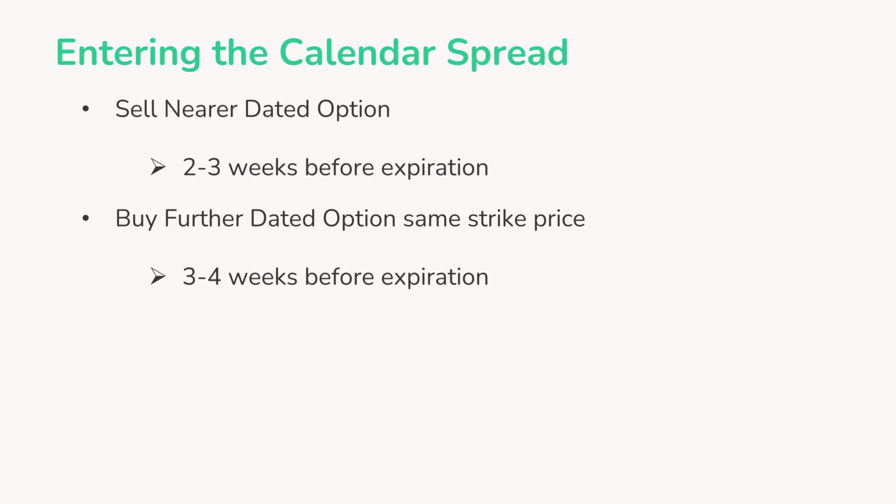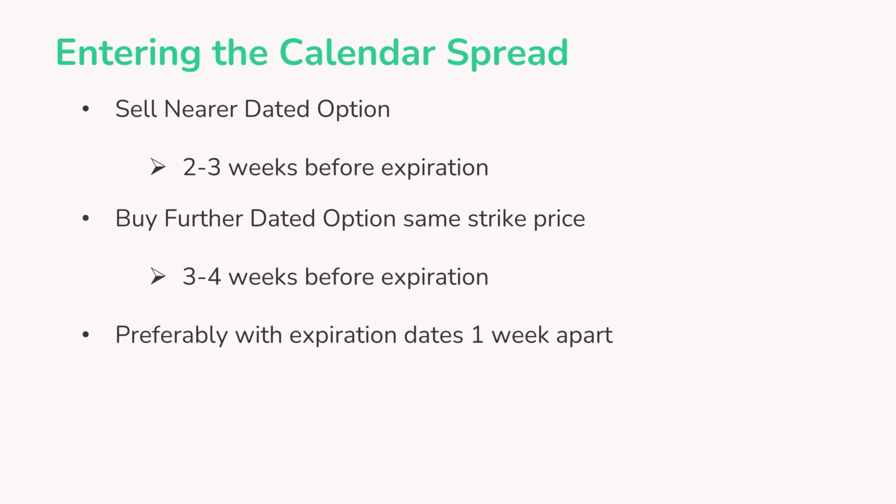For me, I always like to enter the calendar spread where the expiration dates of both options are 1 week apart. So remember in the earlier example on CVS, I would sell the call option expiring on the 6th of August and buy the call option that is expiring 1 week later on the 13th of August at the same strike price. So I only enter calendar spreads on stocks with weekly option chains.